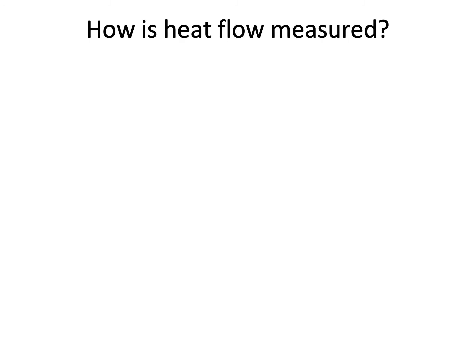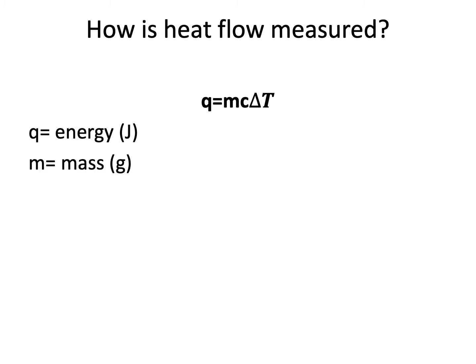So how is heat flow measured? We're going to have a formula here: Q equals mC delta T. So energy equals mass times specific heat, which I will define, and then times the change in temperature. Q is equal to energy, and it's going to be measured in joules. Mass stands for m, and it's measured in grams. And then specific heat is going to be C, and its units are joules over grams times degrees Celsius.